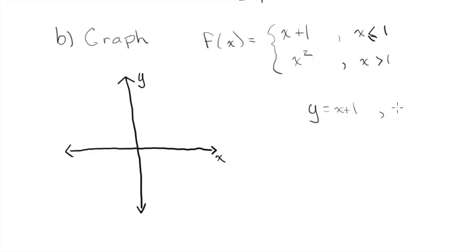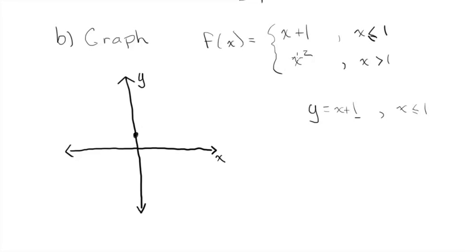But this one only applies when x is less than or equal to 1. Well, we know what that looks like. It's a linear equation. It's a line. Y-intercept of 1, slope of 1. So that's a line just going like this.